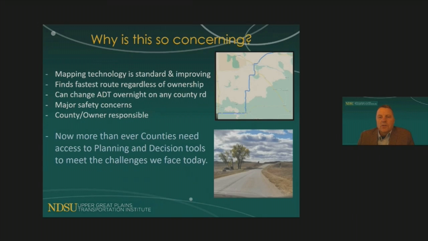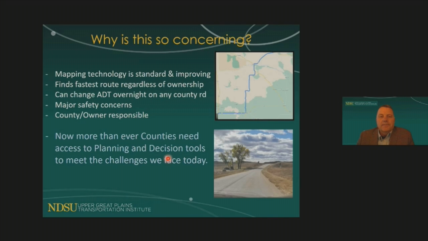Why was this all so concerning, and how does it relate to this presentation? Mapping technology like this is pretty much standard. Everybody uses it. It's very useful, and they're improving. Able to get more recent traffic speed data, and if there's storms or congestion on a certain route, it'll immediately route you to another route. And it's finding the fastest route, regardless of who owns it or what the safety conditions are on that road.